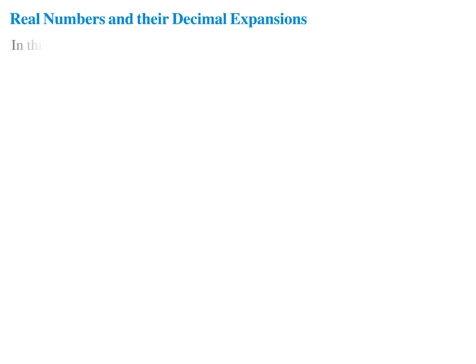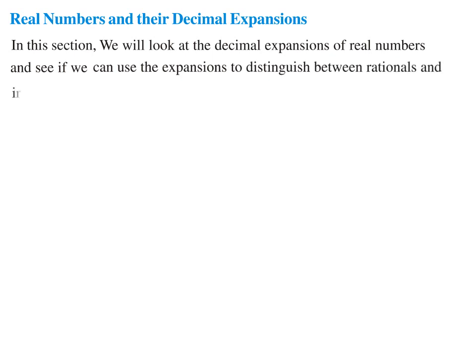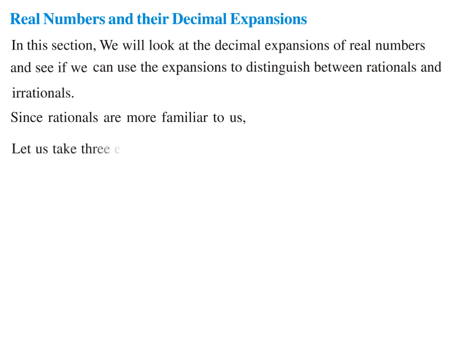So first one, in this section we will look at the decimal expansions of our real numbers and see if we can use the expansion to distinguish between rationals and irrationals. Since rationals are more familiar to us, we know how we can write a rational number. So let us take three examples: 10 by 3, 7 by 8 and 1 by 7. We will discuss the decimal expansion of these three numbers.